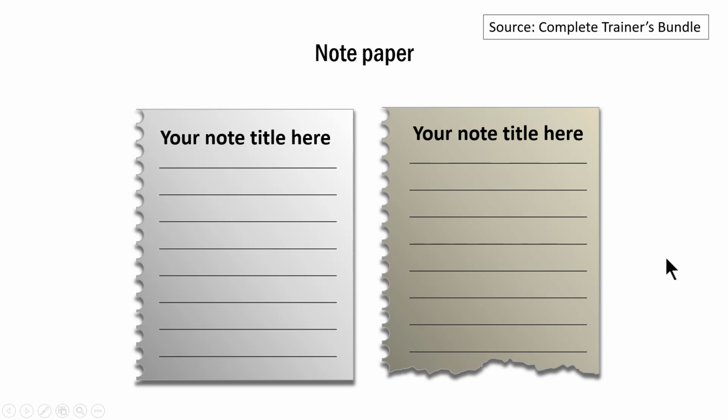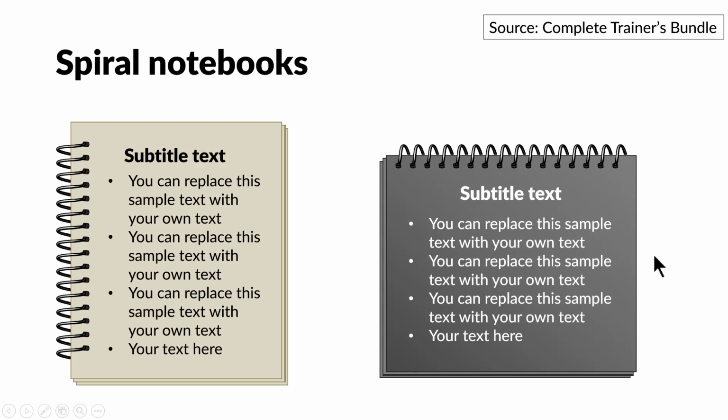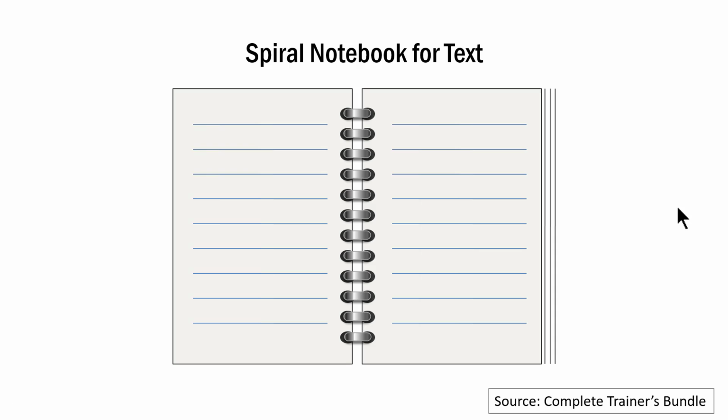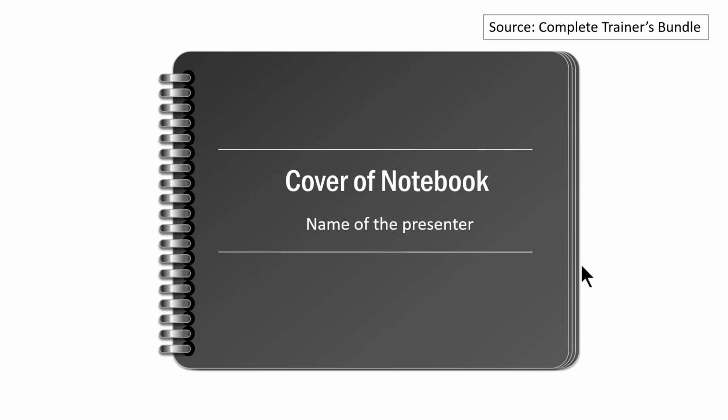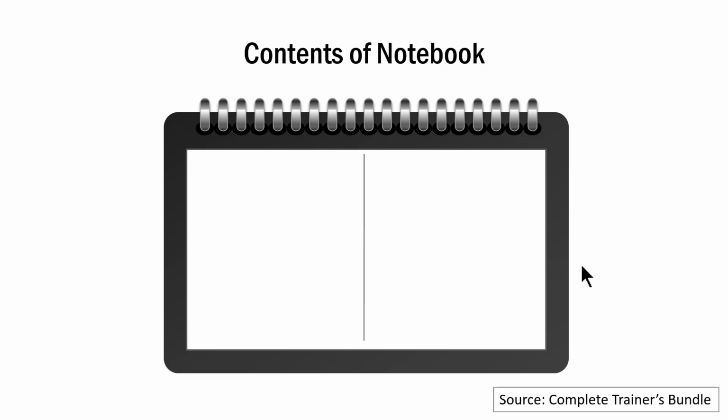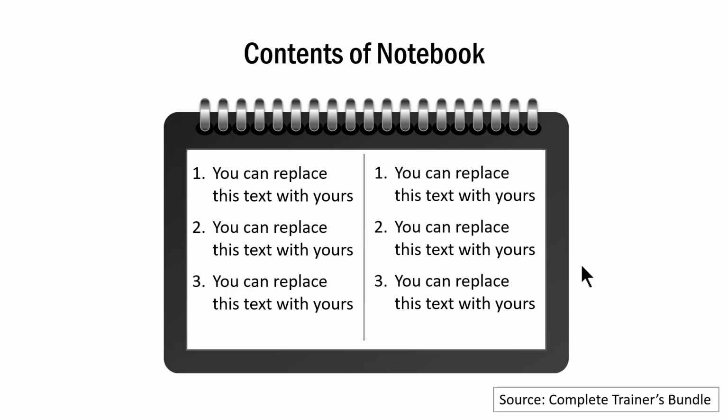So this is one example from Complete Trainers Bundle. And this is another way in which you can have a different effect to showcase some text. Like in this case, we have spiral notebooks. This is another version of a spiral notebook. You can write your text here on the left hand and to the right. You can see actually that there is almost a feeling that it is an open book. And this is the front page of the book, and you can have any title that you want. And this one is about contents of notebook. You can actually use this to talk about two sides of the argument.